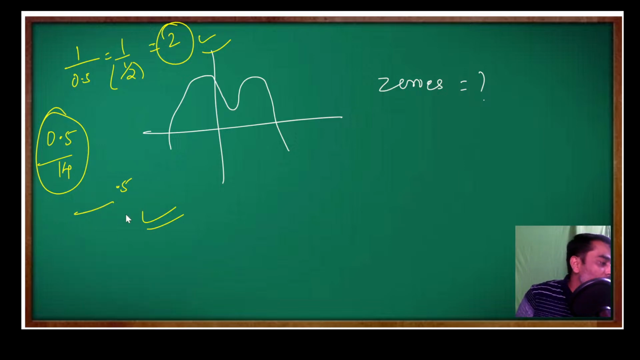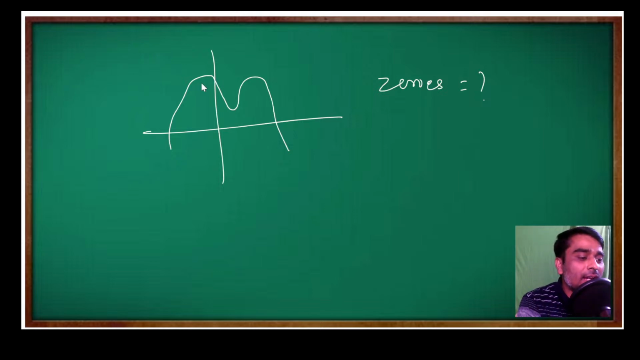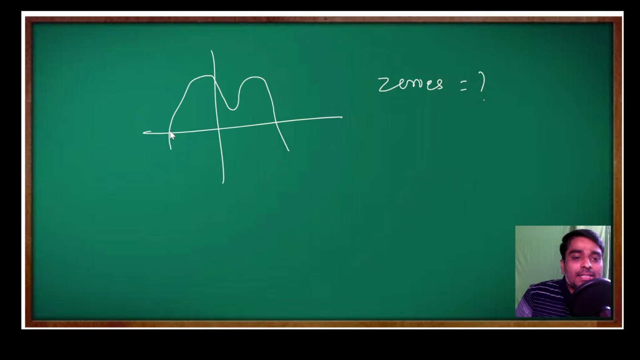Now in this, how many zeros are there? One question will come like this. They will give a graph and they will ask you zeros. So here we have 2 zeros, correct? Why 2 zeros? Because this graph is intersecting the x-axis at 2 different points, here and here. So this is 1 zero and this is 1 zero. So total zeros here are 2. This is also an important topic. These are all topics from where the questions will 100% come.